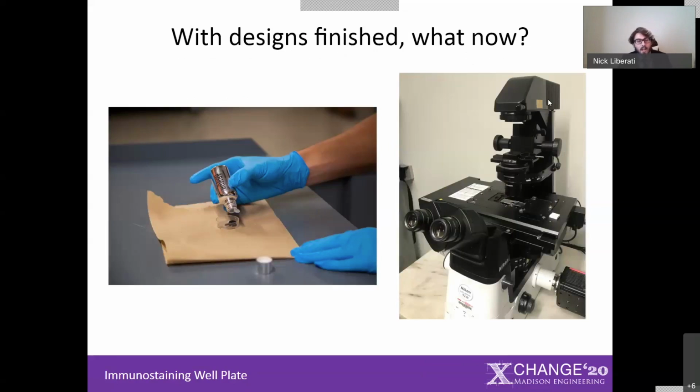With our concepts finalized, where do we go from here? Well, the material the devices are made out of would prove to have a large impact on the quality of images resulting from the immunostaining process. As such, we specifically sought out to identify as many materials as we could find that exhibit both chemically inert and hydrophobic properties.